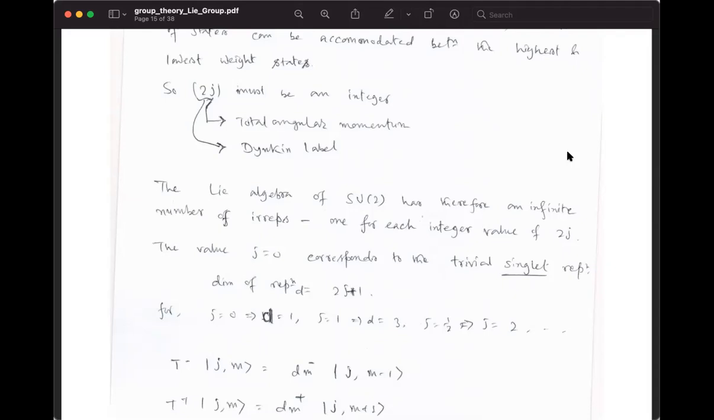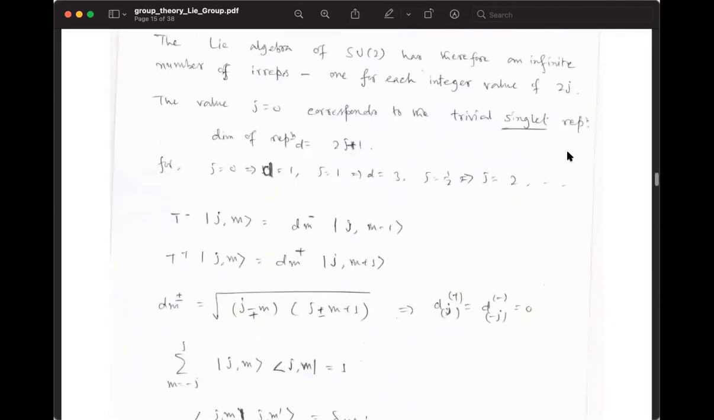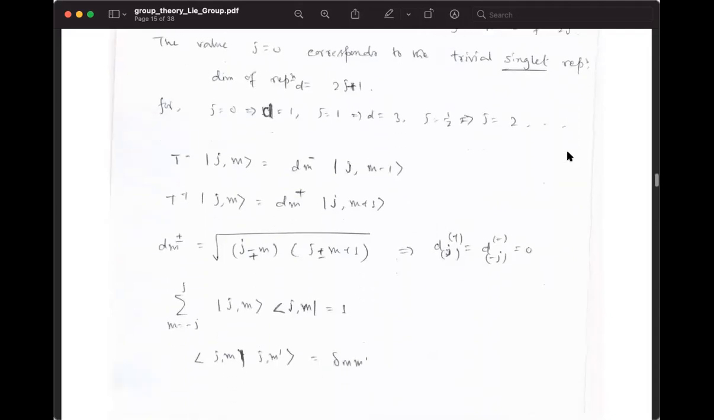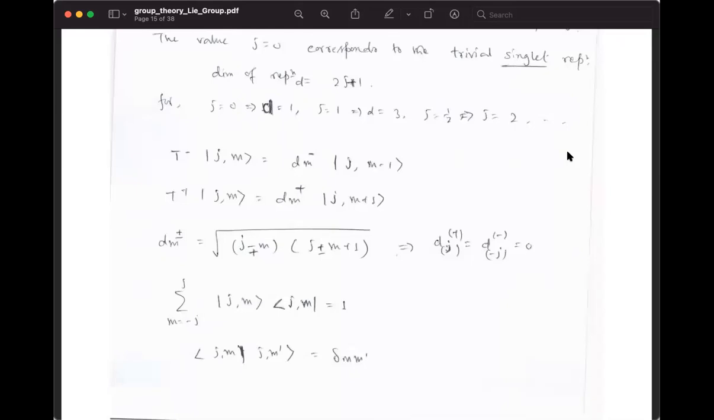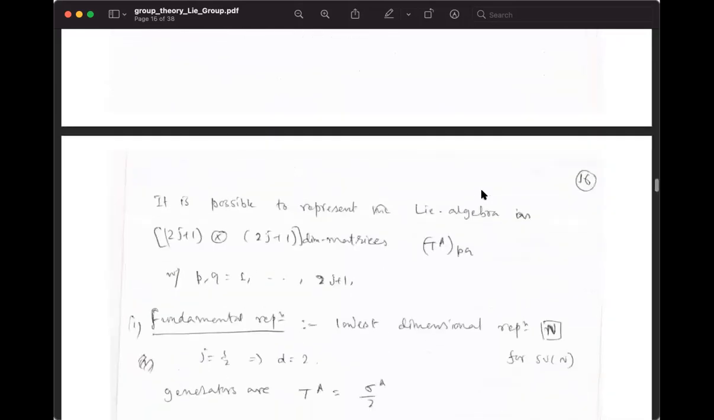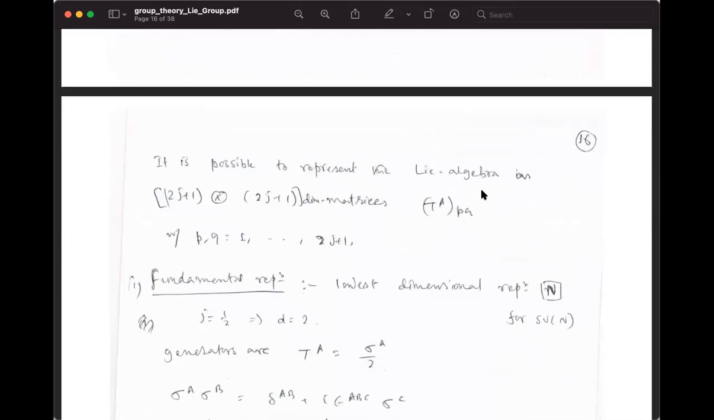So for any given j, the dimension of the representation is 2j plus 1. For example, j equal to 0 corresponds to d equal to 1, and j equal to 1 corresponds to d equal to 3, and so on. For spin half, j equal to half, it is a 2-dimensional representation, the fundamental representation of SU2. Then we can use the T plus minus operators and calculate their eigenvalues in terms of J, M plus minus. That is quite familiar to us, and we can write T plus minus in matrix form, which are 2j plus 1 times 2j plus 1 dimensional matrices.